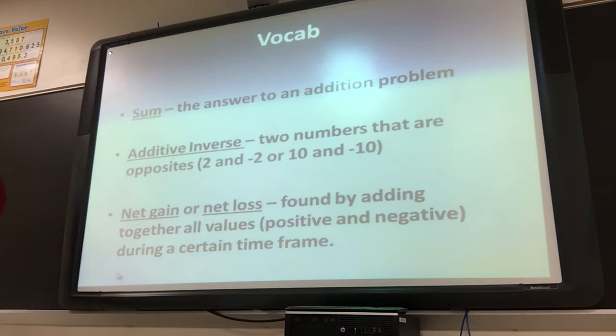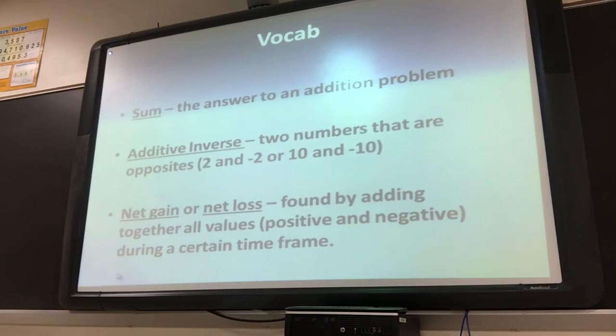And there's something special about additive inverses that when we add them, something happens. We'll talk about that a little later in our examples. But additive inverses, they're important because you've got to know what happens whenever you add them together.